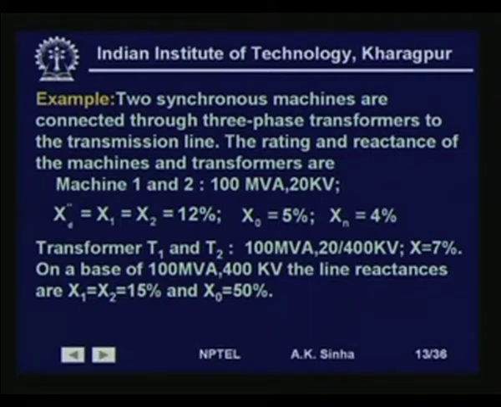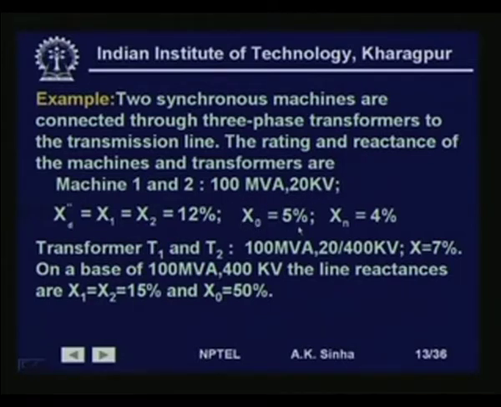We have two synchronous machines connected through three-phase transformers to the transmission line. That is, the two machines are connected to each other by means of transformers and a transmission line, as shown in the figure. The rating and the reactances of the machines and the transformers are: machine 1 and machine 2 are rated at 100 MVA, 20 kV, and the direct axis subtransient reactance X1, that is positive sequence reactance, is equal to negative sequence reactance, equal to 12% on the machine base.